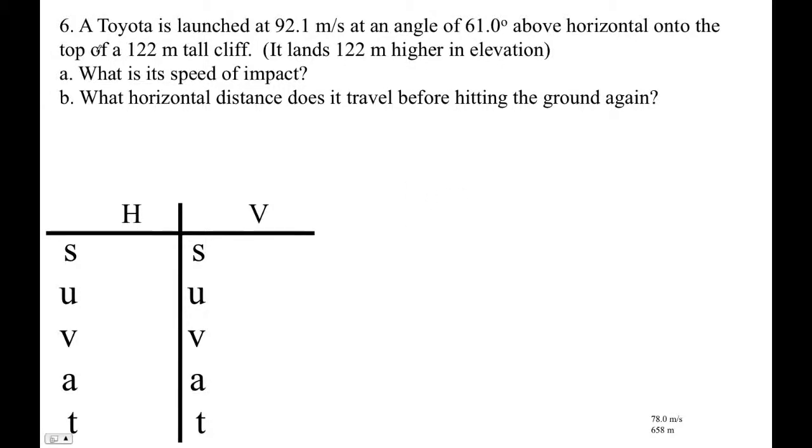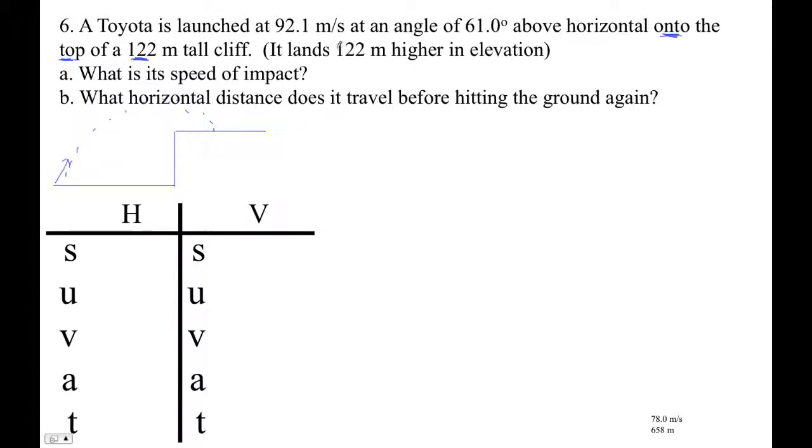I thought I'd do a problem where we shoot onto the top of a cliff. I think the formative assessment has one shooting from the top of a cliff, but here we're going to go onto the top of a cliff. So it's a situation like this: a tall cliff, and we're going to shoot at 61 degrees, and the projectile is going to land on top of it.